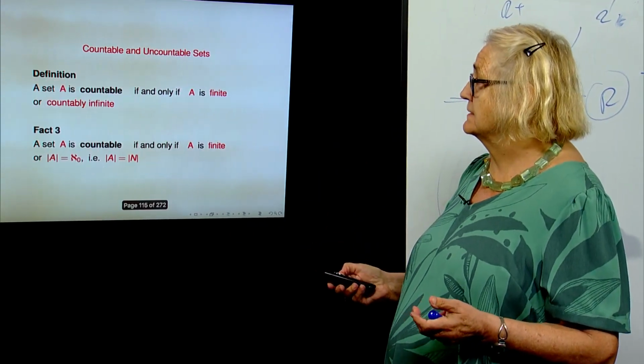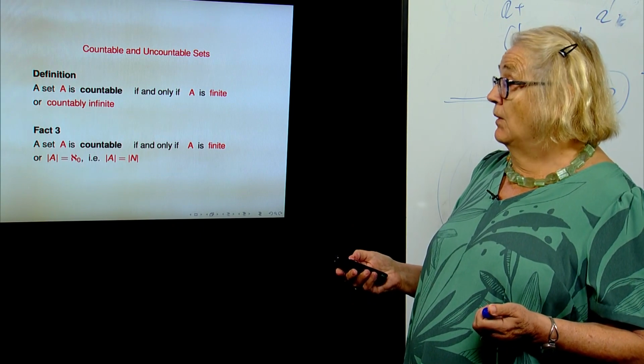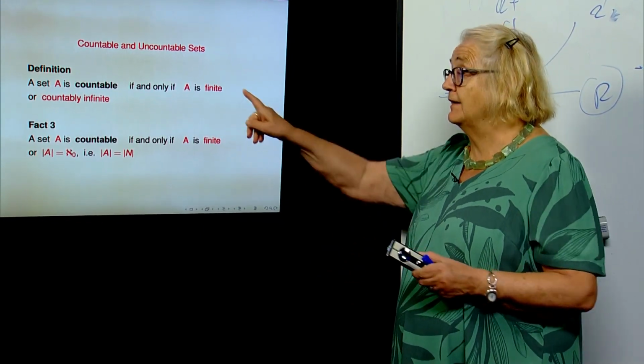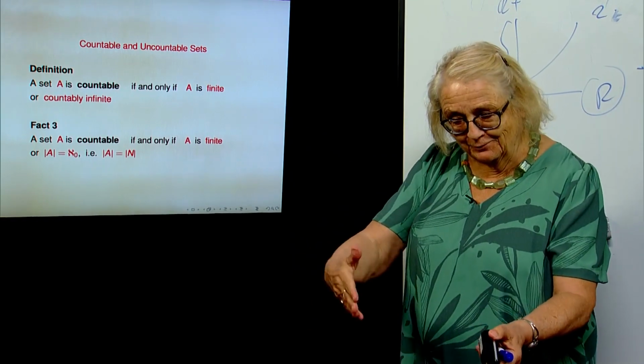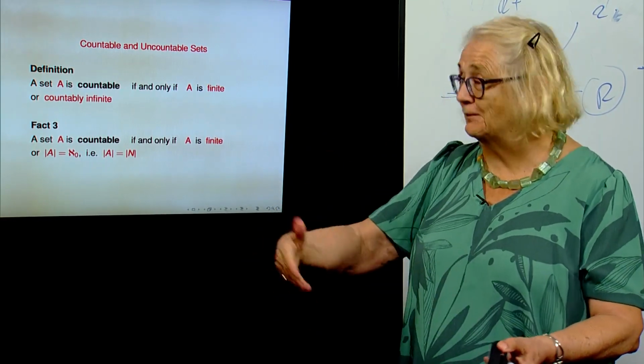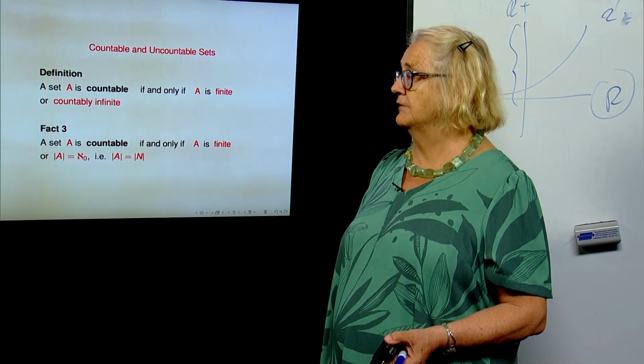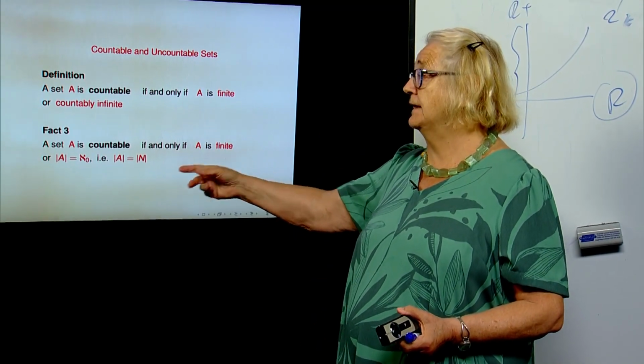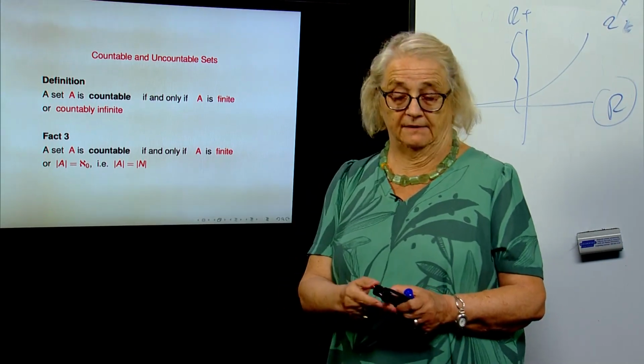And now we say that a set is countable if it's finite, because then you have a function from 0 to n-1, or countably infinite. So it means the set is countable if it's finite or has cardinality aleph 0.